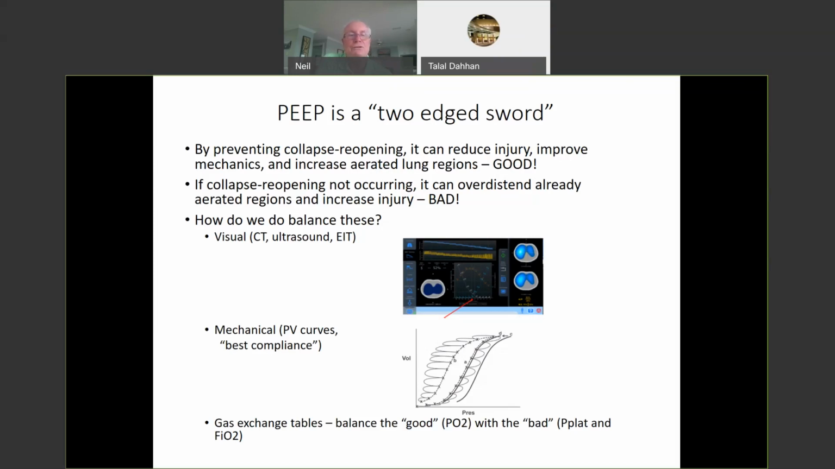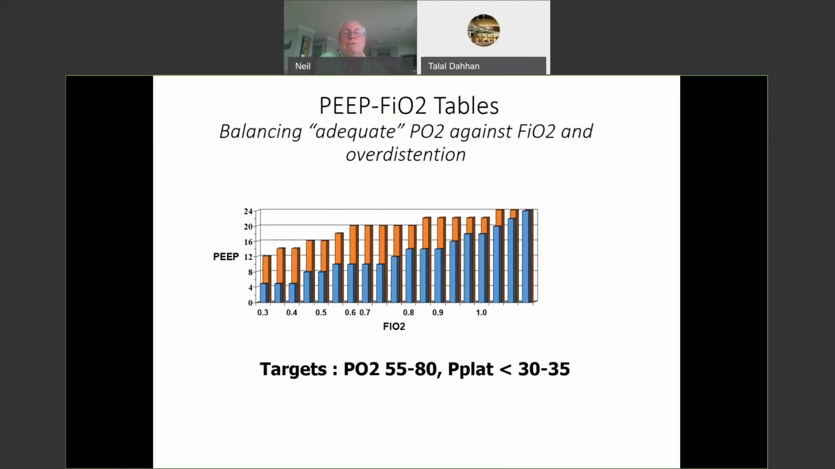Some people like to use pressure volume curves and look for best compliance. I find these very difficult to do and cumbersome and often quite difficult to interpret. And as a consequence, most of us are using what we call PEEP FiO2 tables, which are empiric attempts to balance the good, PO2, with the bad, plateau pressure and excessive FiO2s. So this is an example of a PEEP FiO2 table. These were two used by the ARDS network back almost 20 years ago now.